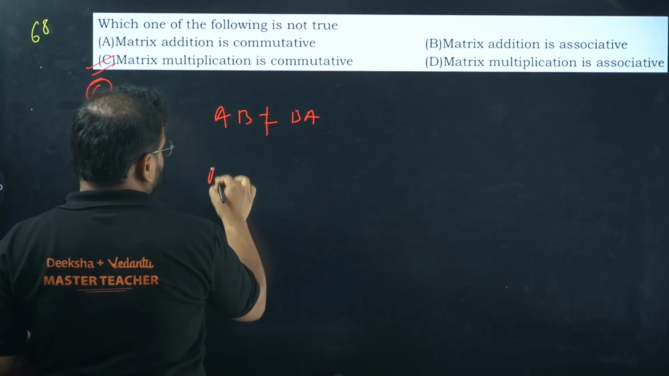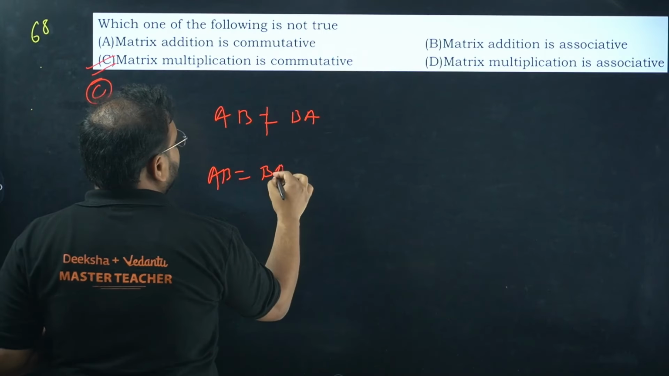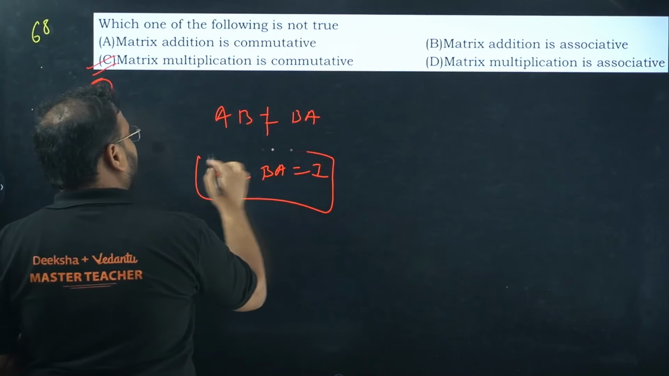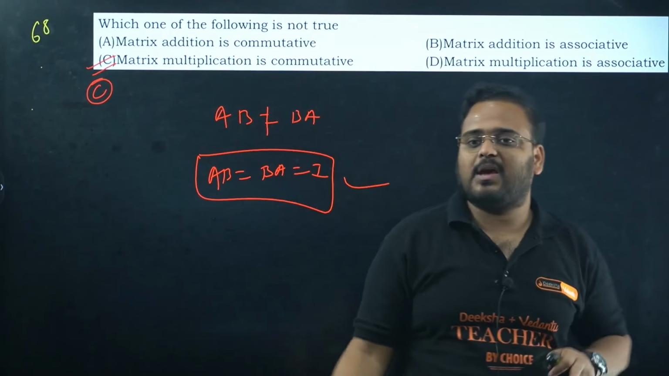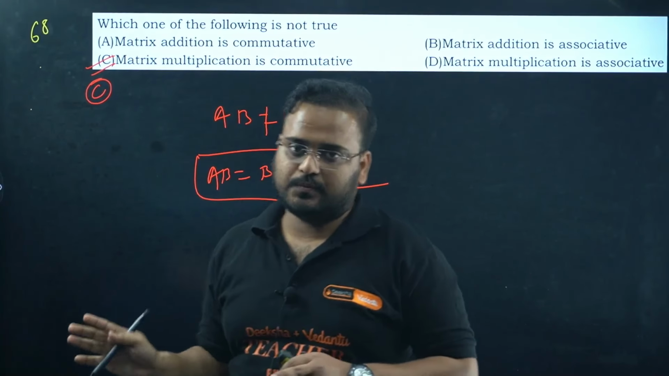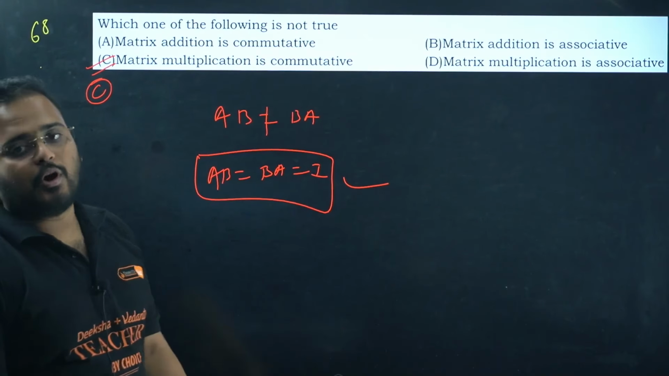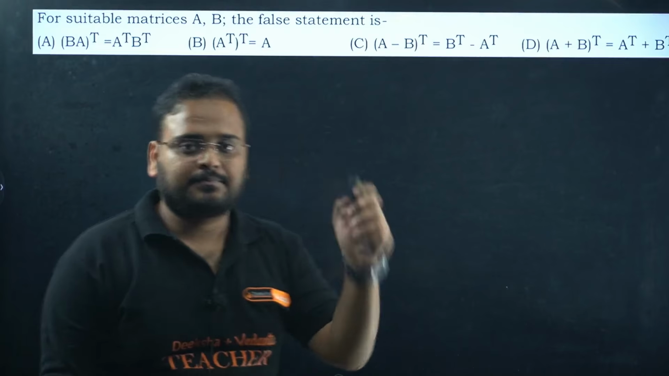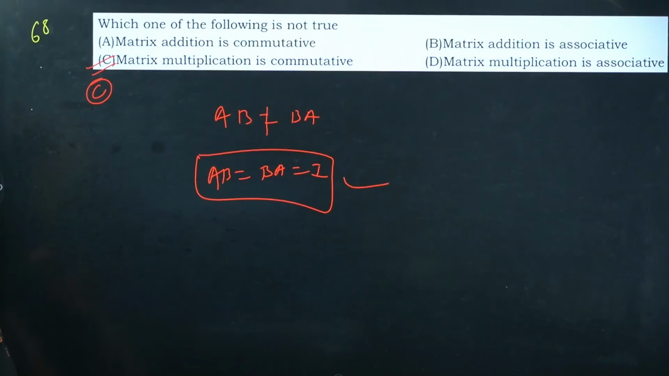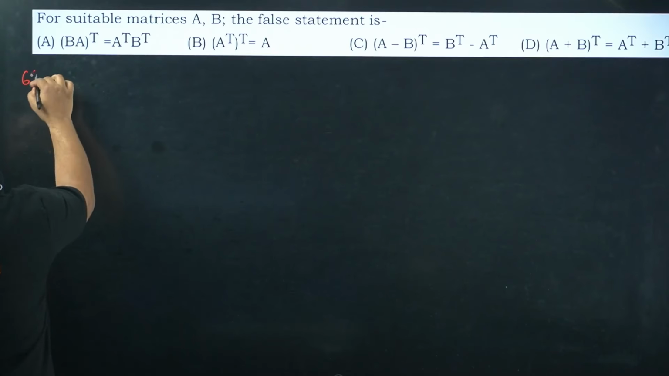Not always. It is only equal when they are actually inverse of each other. Only in this case they are equal in nature. Otherwise, AB equal to BA is not always true. So "matrix multiplication is commutative" is a false statement. That's why we have taken the not true option as option C. Clear, guys? 68 and 69 now.